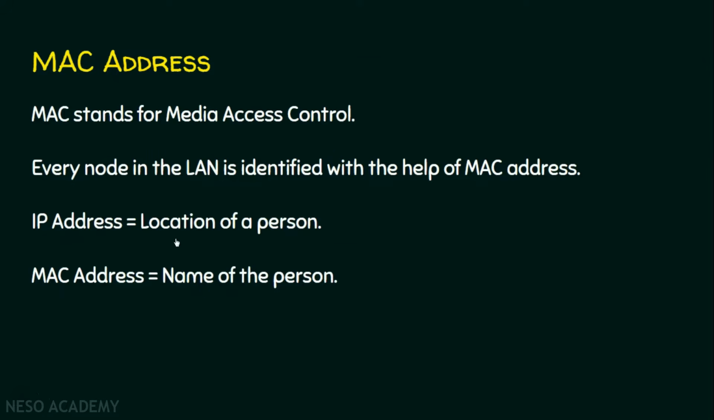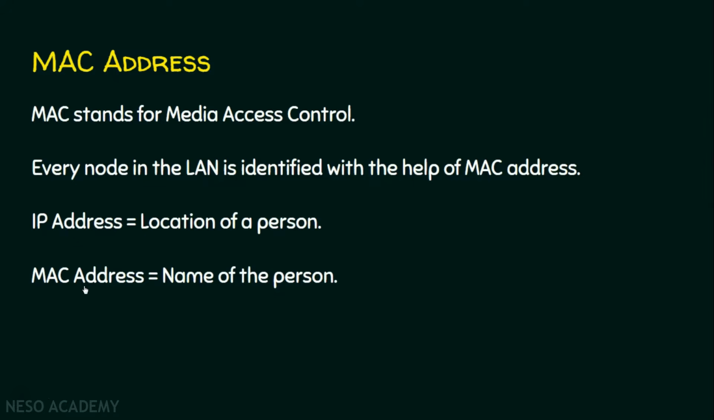IP addresses are like the location of a person. Suppose a person is in Delhi, his location is Delhi. If a person is in Mumbai, his location is Mumbai. If a person is in London, his location is London. So IP addresses are like the location of a person. Wherever the person goes, his location gets changed. But MAC addresses are like the name of the person. Wherever he goes, his location may get changed, but his name will not get changed. So that is the difference between an IP address and a MAC address.